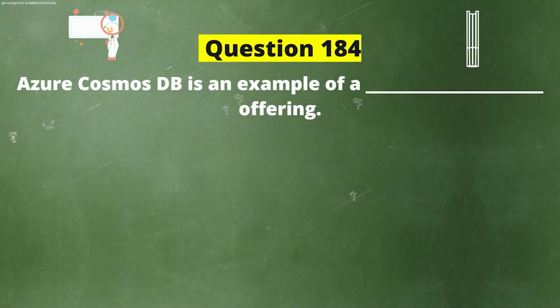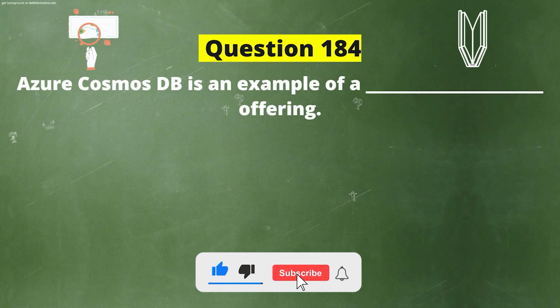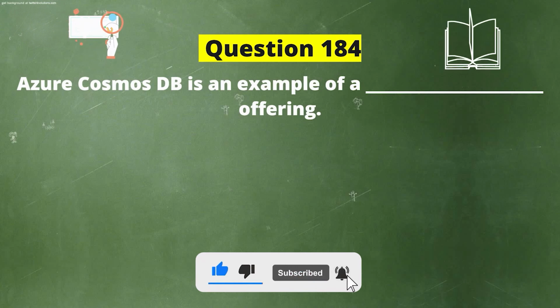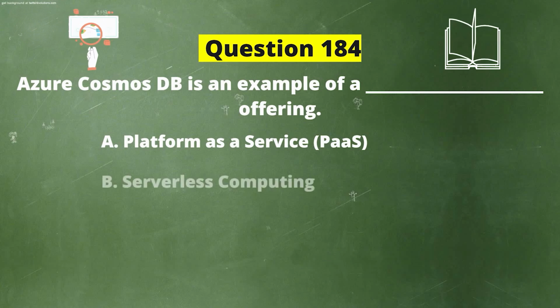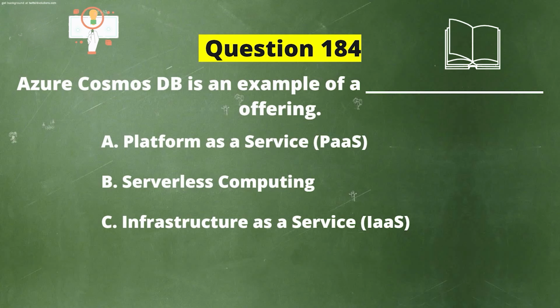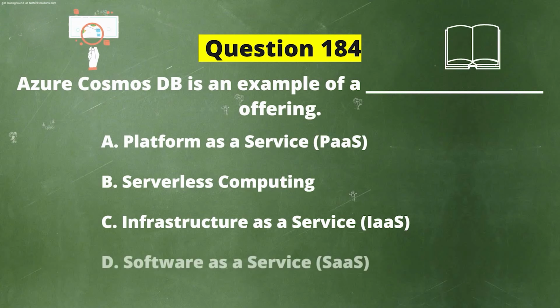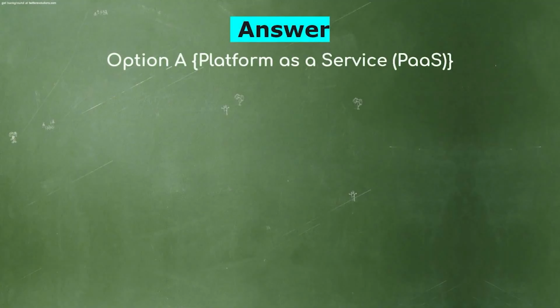Next question. Azure Cosmos DB is an example of a dash offering, and the options are A. Platform as a Service PaaS, B. Serverless Computing, C. Infrastructure as a Service IaaS, D. Software as a Service SaaS. And the correct answer is option A. Platform as a Service.